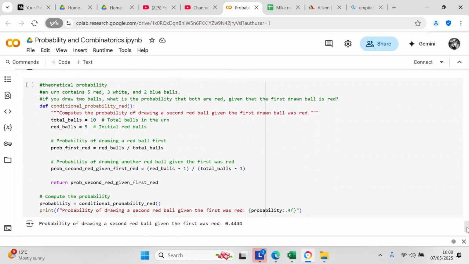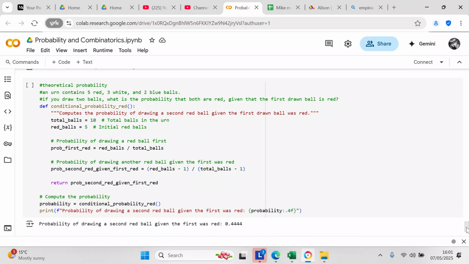So the next question we have is, an urn contains 5 red, 3 white, and 2 blue balls. If you draw 2 balls, what is the probability that both are red, given that the first drawn ball is red? So we're going to create another function. It says define conditional_probability_red, and we're going to compute the probability of drawing a second red ball given the first drawn ball was red.